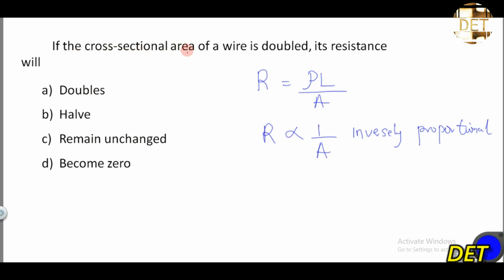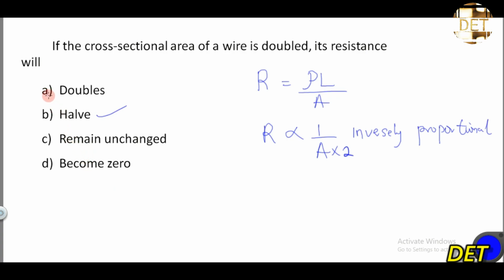So if the cross-sectional area of a wire is doubled, doubled means times 2, its resistance will be 1 all over 2, which means that 1 over 2 is half. Which means that it will half. So the correct answer is what? Its resistance will half.